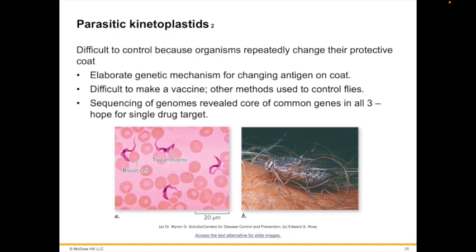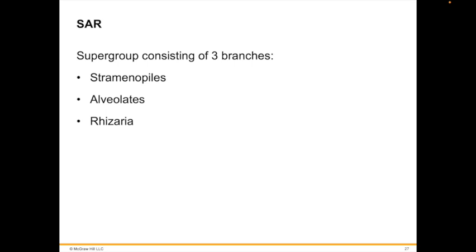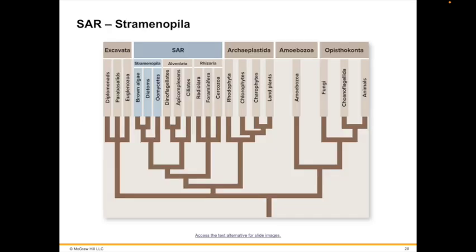So you have that trypanosome shown here with this blood, the SAR supergroup. So here we have the straminopiles, the alveolates, and then the rhizaria. This is where we are, SAR.